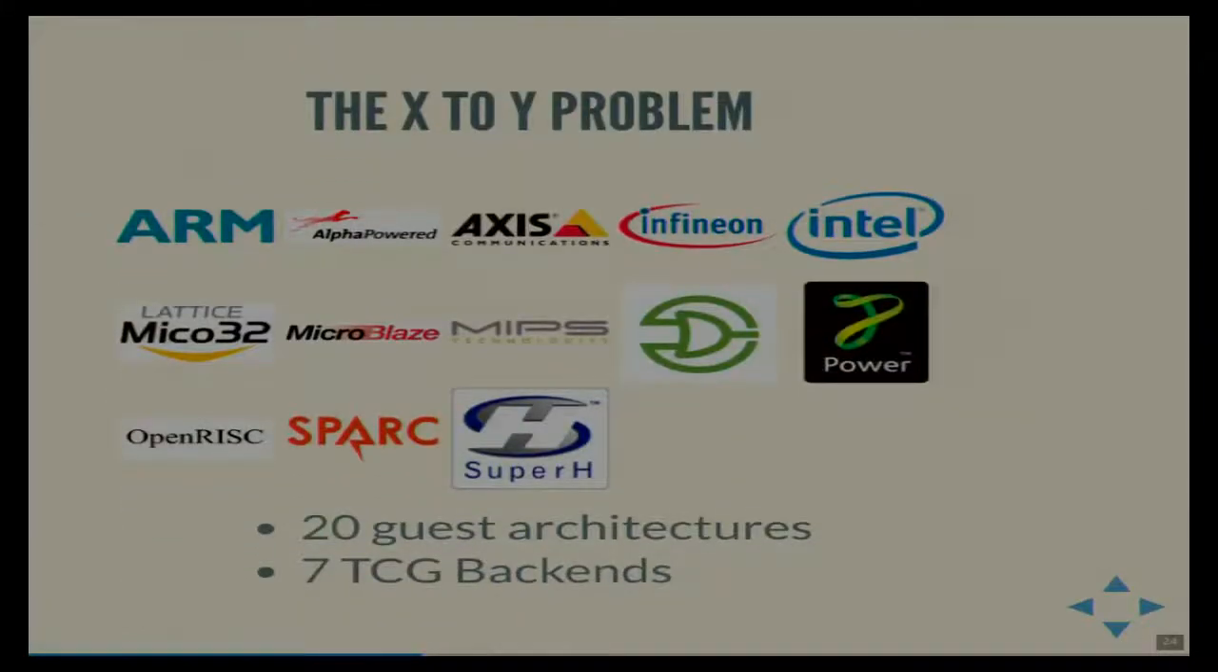Now, we have a problem. QEMU aims to be a flexible system, so it operates on a large number of guest architectures. There's currently 20, but we're going to be 21 soon when the RISC-V stuff gets merged. The backend also supports most of the popular architectures. So we have to have a system that takes full advantage of the architectures that we're on, but without being hard-coded for any particular X to Y translation. And this means we have to be more flexible than a lot of single-purpose translators.